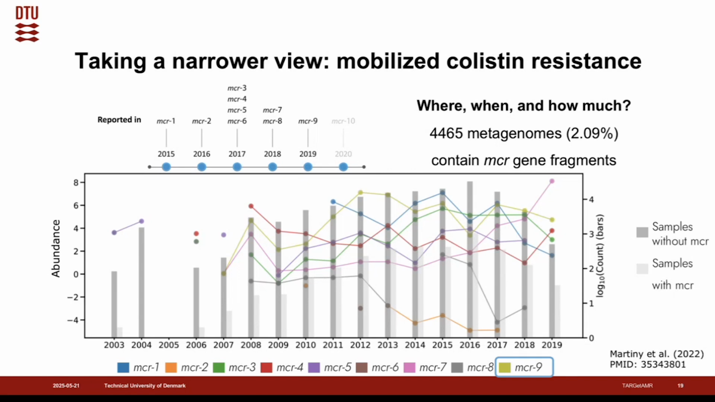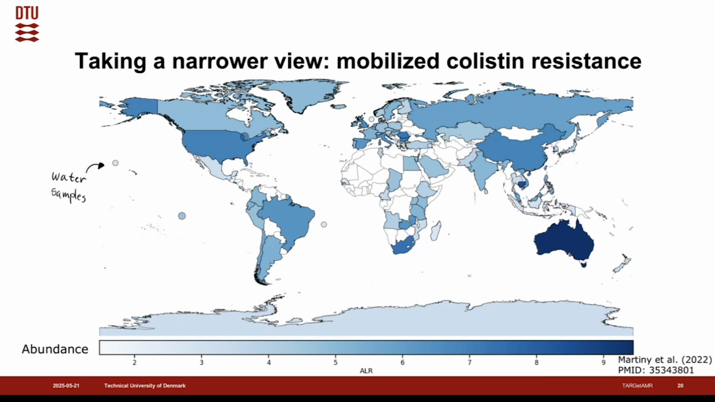We also saw again these geographical differences in the abundance of MCR genes. Here's the total MCR gene load per country. The darker the color, the higher the abundance. It's a log scale here. And we can definitely see that according to this data, there's quite a high load of MCR genes in Australia, also in China. I can also talk about some places in Europe and so on.